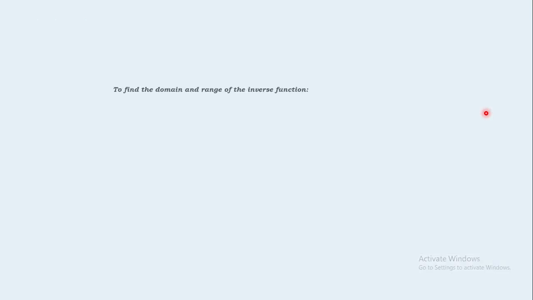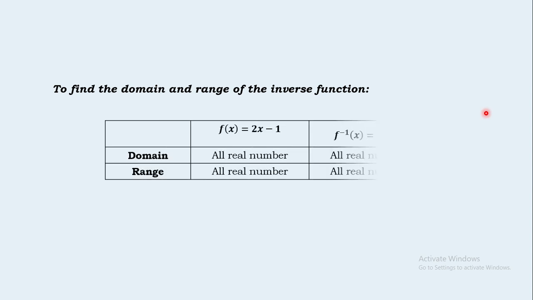To find the domain and range of the inverse function, we have here our original function, f of x equals 2x minus 1, and we have here our inverse function. As I've said earlier, the domain of this original function is all real numbers, and the range is also real numbers. That goes to follow, since whether we interchange the domain and the range, the domain and the range of the inverse function are also real numbers. So there is no distinction. Both are all real numbers.